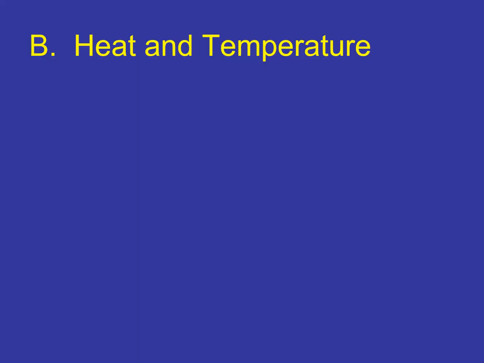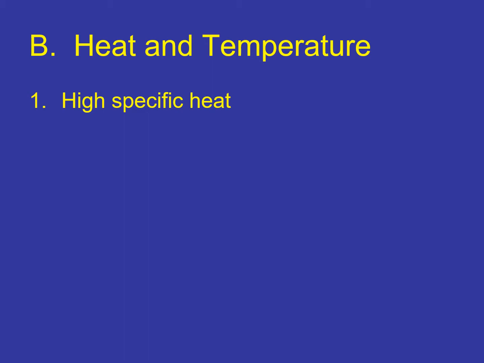There are two important emergent properties of water that have to do with heat and temperature. And the first is specific heat. Water has a high specific heat. Specific heat is defined as the amount of energy needed to cause 1 gram of a substance to increase in temperature by 1 degree Celsius. We measure specific heat in calories.